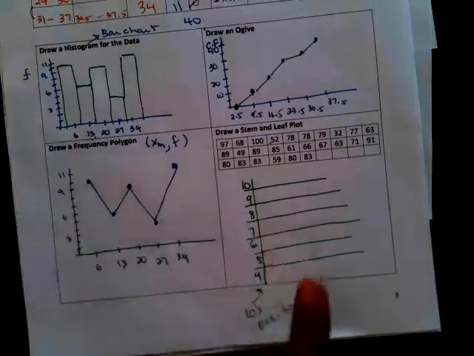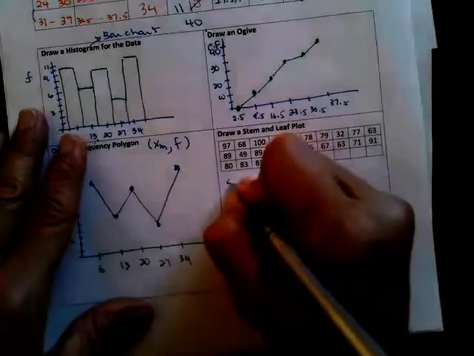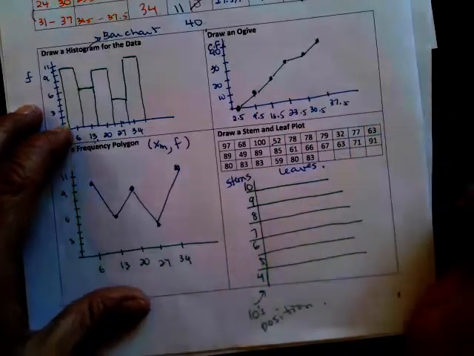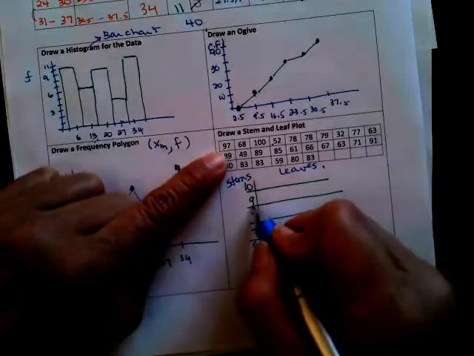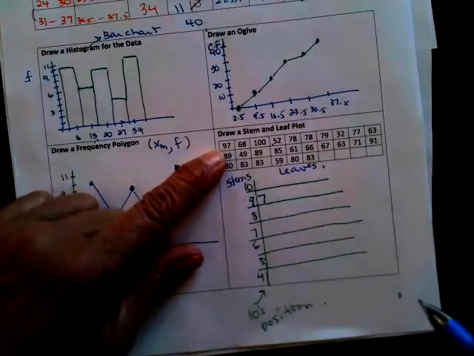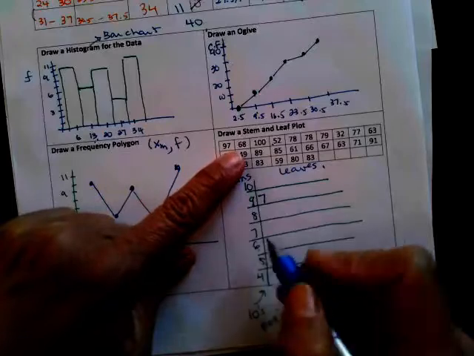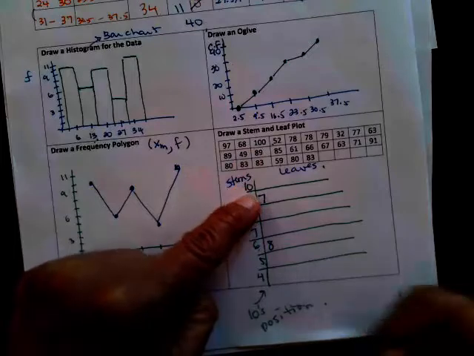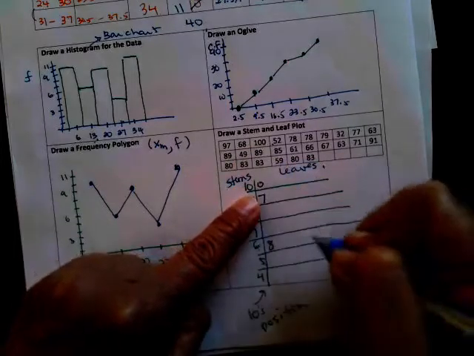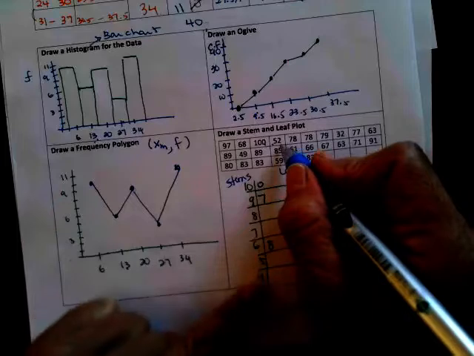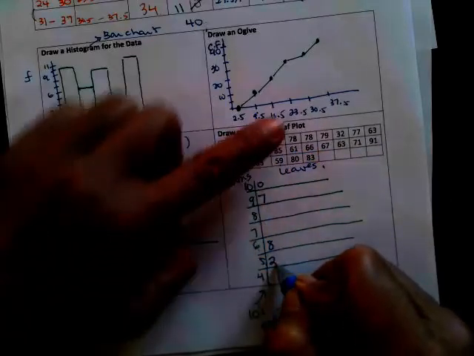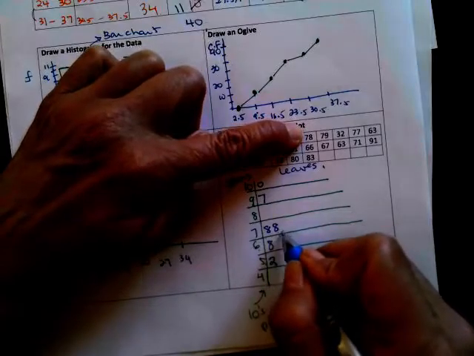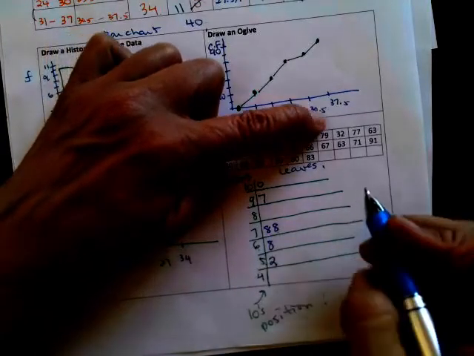And then in the leaf position, so these are my stems. And then for the leaves, I'm just going to do the ones position. So 97, here's the 90 part, so I just do the 7 here. 68, here's the 60, I just need the 8 here. 100, well, that's 10 tens, right? And 0 ones. So we'll put a 0 for the ones position. 52, 78, there's another 78. So I just do another 8 right beside. I'm not going to put commas or anything in between them.